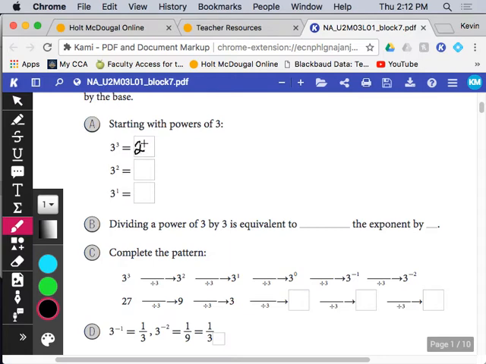27, good. 3 squared equals 9. 3 to the first equals 3. So each time my power is going down by 1. The exponent is decreasing by 1. To get from 27 to 9, I have to do what? Divide by 3. From 9 to 3, I have to divide by 3. So dividing a power of 3 by 3 is equivalent to decreasing the exponent by 1. Does that make sense? This is kind of a hint at what we're going to get to in a second.